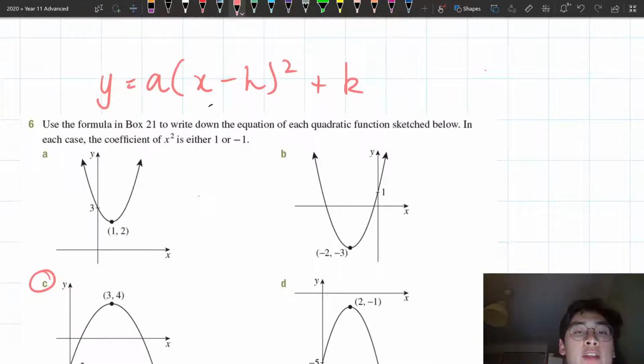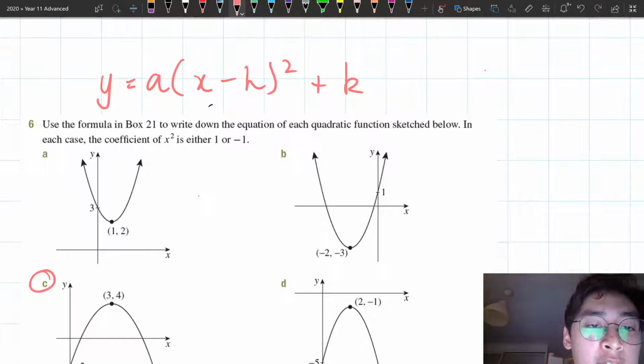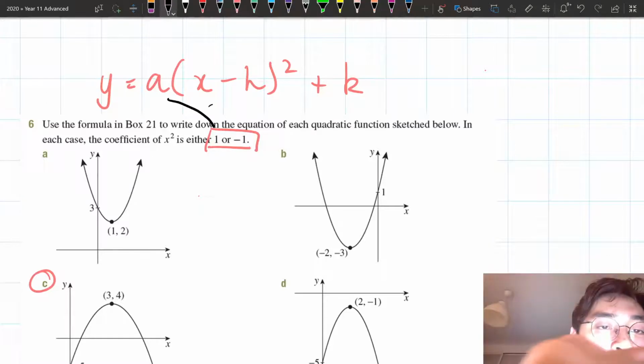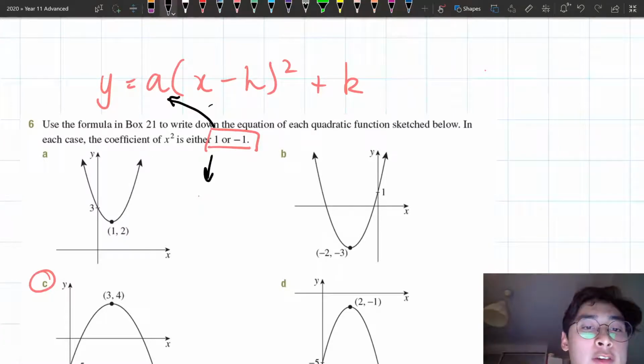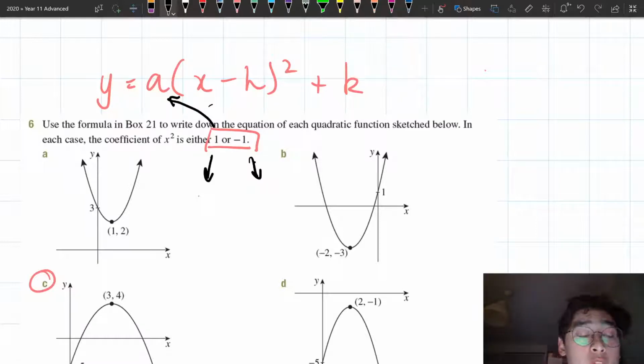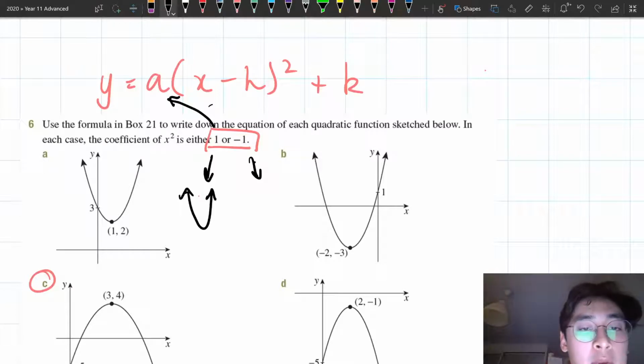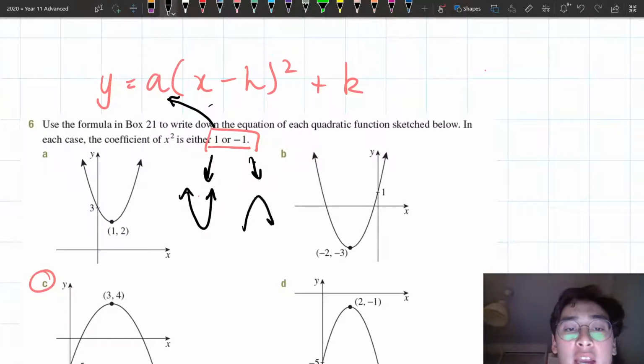We want to find the equation of the quadratic function sketched below. In each case, the coefficient of x squared is either 1 or -1, so this is telling me the value of a. Now let's go through it. If a is equal to 1, that's positive, so it's a concave up parabola. And for -1, it's a concave down parabola.